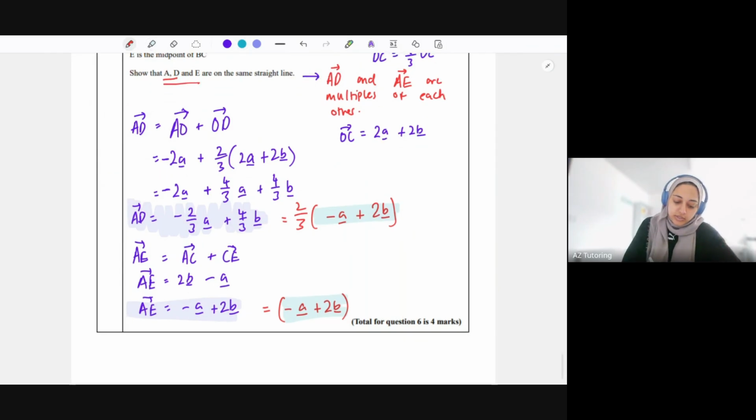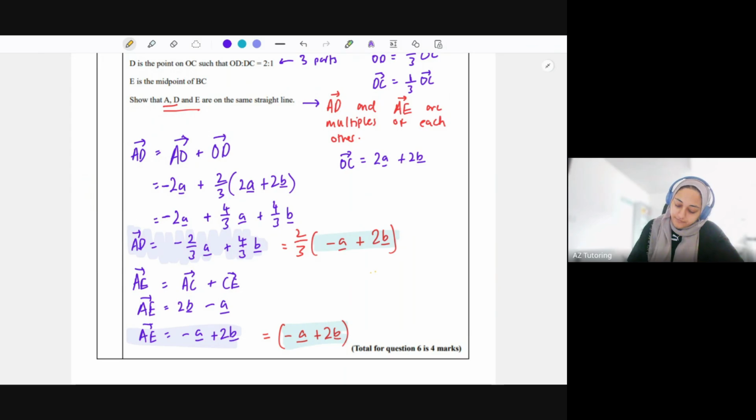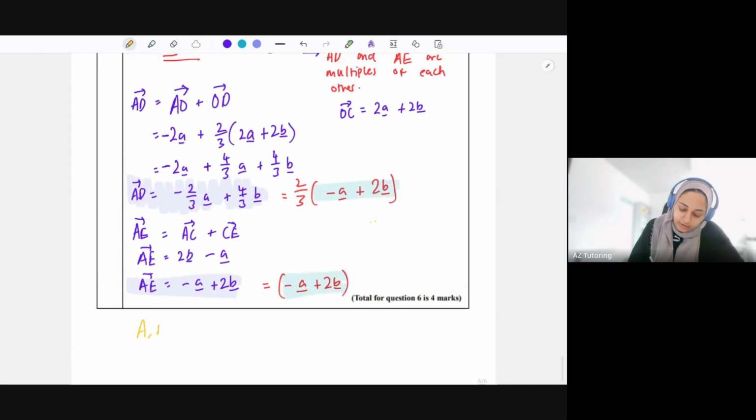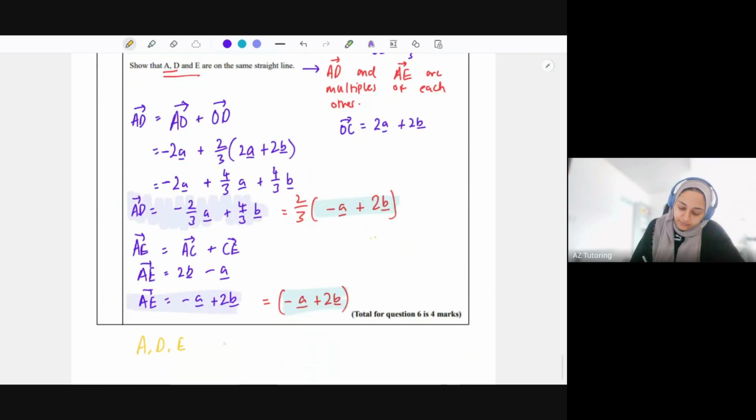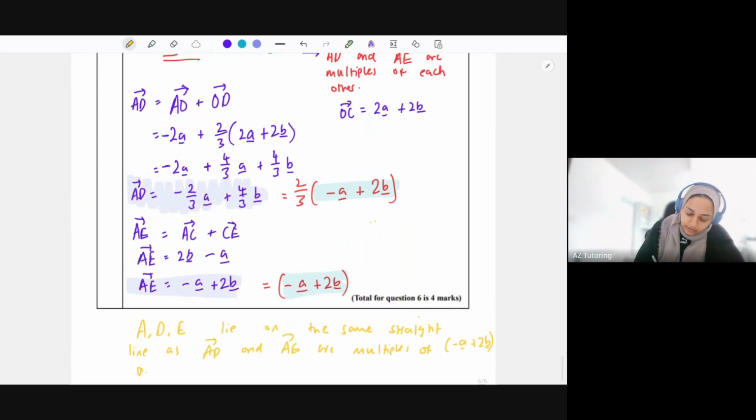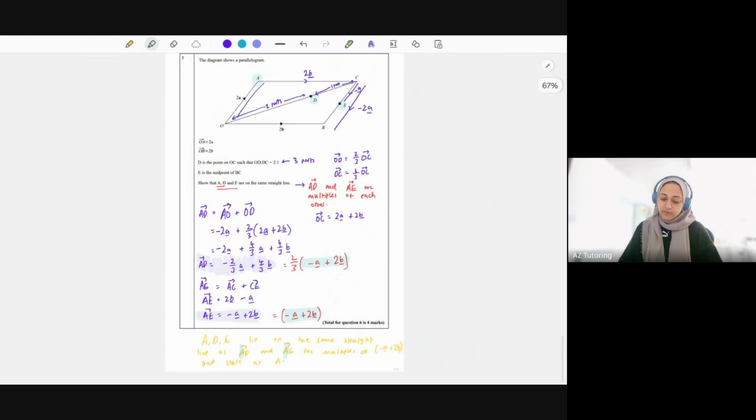So let's write our final concluding statement. I'll just do it in a different color. We can say that A, D, and E lie on the same straight line as AD and A to E are multiples of minus A plus 2B and start at A. Because both vectors, they do start at A, right? We've got AD, we've got AE. We didn't find D to E, so we started at the same. And that's the answer for 4 marks.